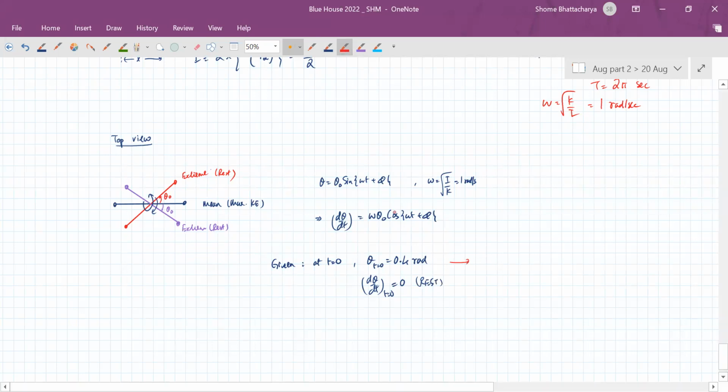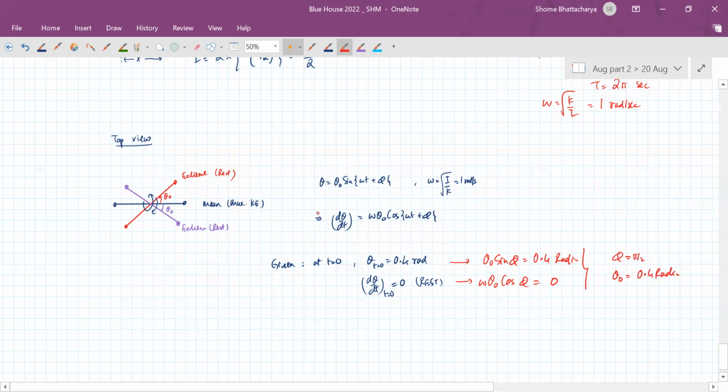You can see that from this first equation, theta naught sine phi should be equal to 0.4 radians. And from the second equation, omega theta naught cos phi should be 0. So from these two equations, you will see that phi is again pi by 2, and the angular amplitude is 0.4.